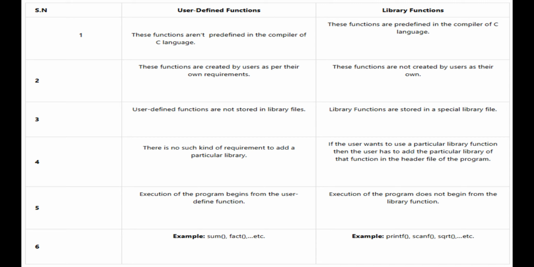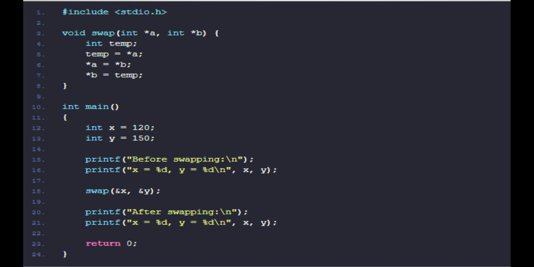Four, control of execution: the program execution starts from user-defined functions like main, not from library functions. So, in short, library functions save time because they are predefined, while user-defined functions give us flexibility to perform specific tasks. Program to swap two values using call by reference.